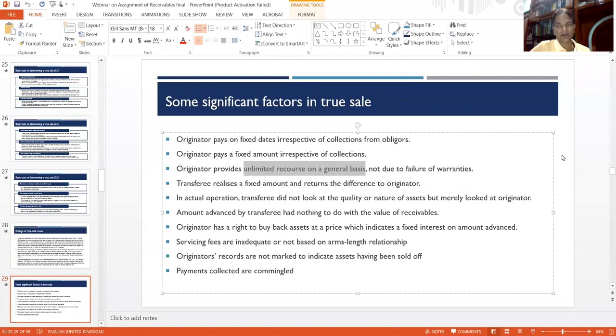Transferee realizes a fixed amount. I can definitely understand there are lots of questions here. I think I'm touching a very sensitive question, so lots of questions have come. Hold on for a second, I'll come back to you.